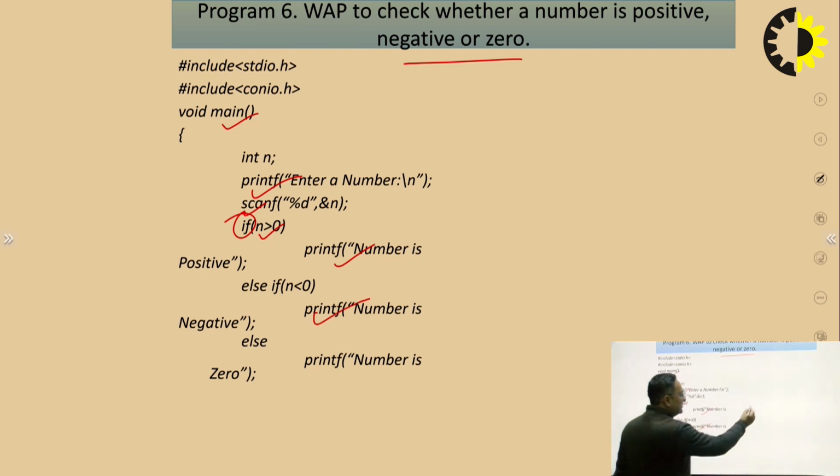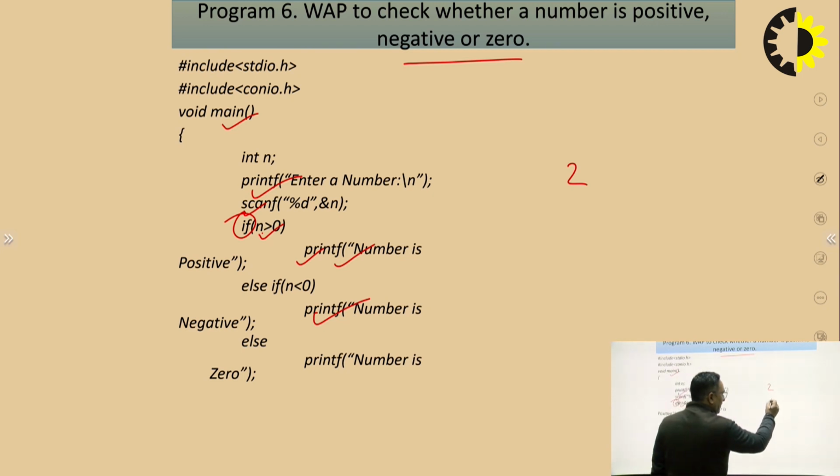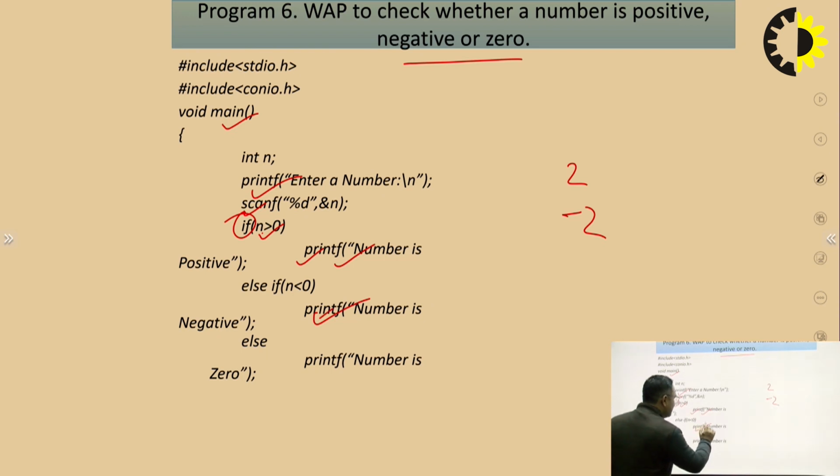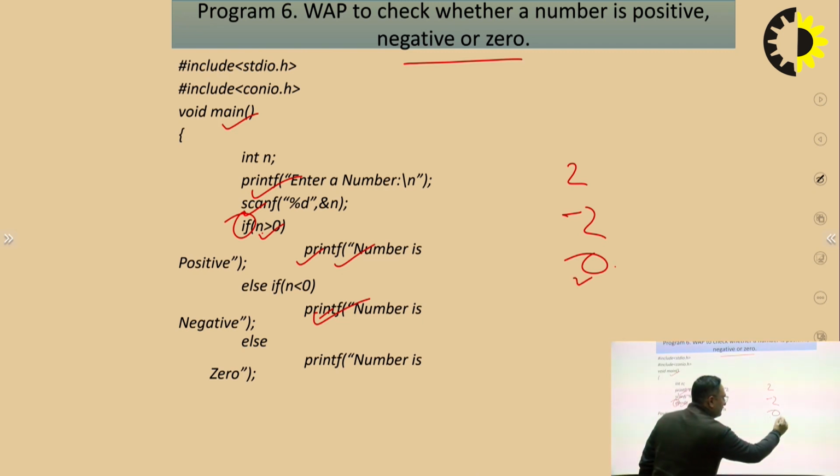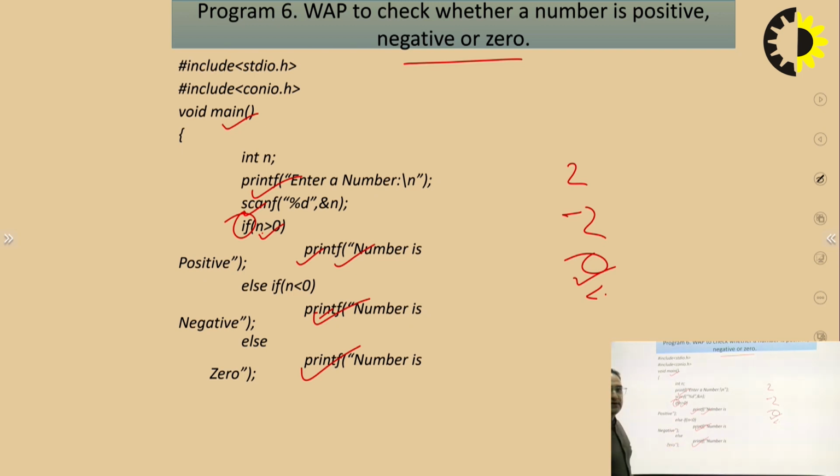Let's suppose the user puts 2. So 2 is greater than 0, and this will be printed. Let's suppose the user inputs -2. So this gets executed, and this will be executed. But let's suppose that the user inputs 0. This is not greater than 0, and this is not less than 0. It is actually 0, so the else part will get executed. So this is how the program will get executed.